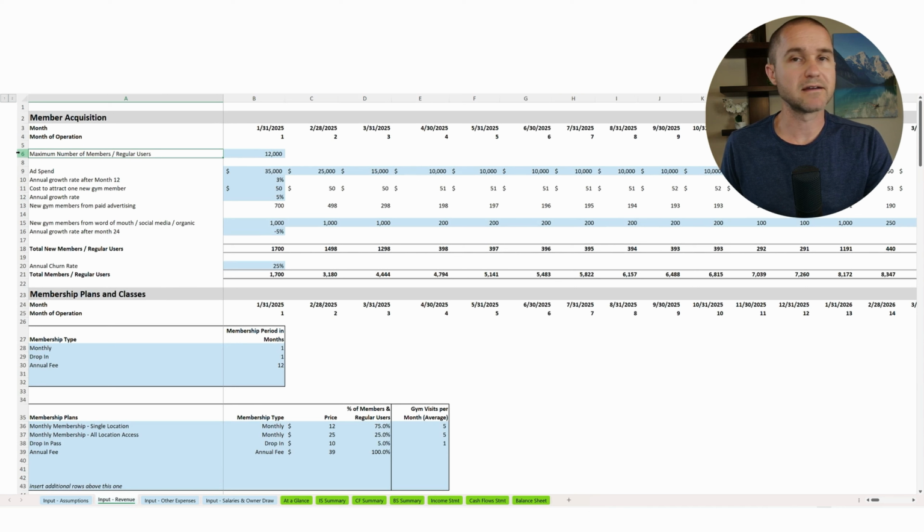All right, let's look at the revenue model here. So we're going to set, again, I kind of have a Planet Fitness style gym in mind. So a very large, high number of potential members. So we're going to say maximum number of members here is 12,000. We're going to have a heavy advertising spend here. So you can set your ad spend per month here. You can set an annual growth rate on that ad spend and then a cost to attract a new customer.